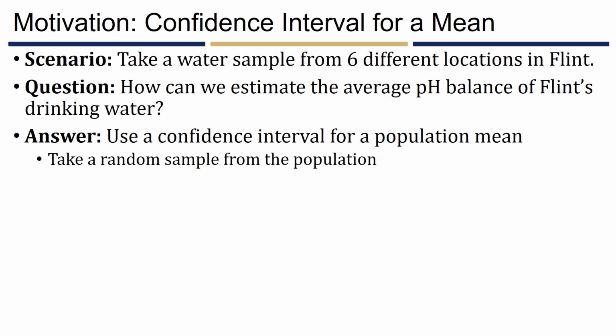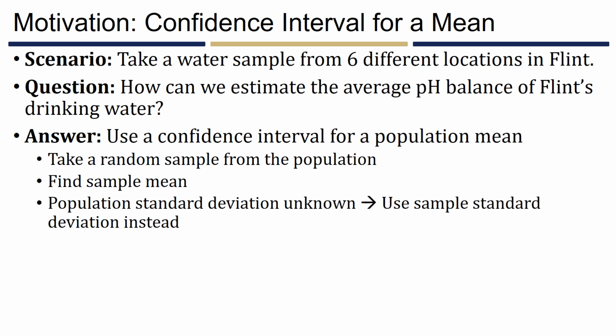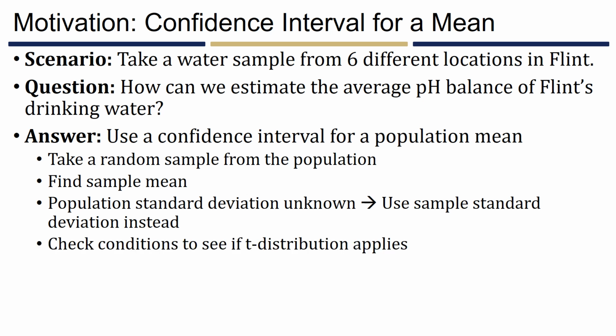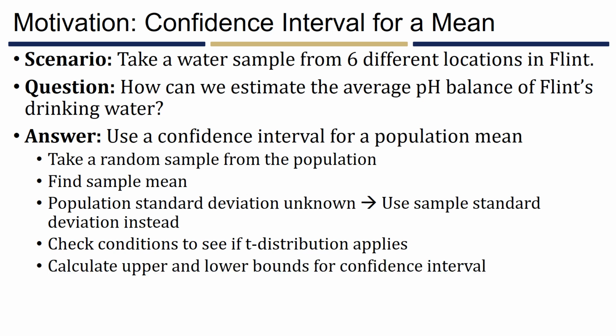We can take a random sample from the population, a random sample of different water locations in Flint. We can find the sample mean. Because the population standard deviation is unknown, we'll have to use the sample standard deviation instead. We can then check the conditions to see if the t-distribution applies, and then calculate upper and lower bounds for a confidence interval to give us a range of plausible values for where the average pH balance of Flint's drinking water is likely to fall.